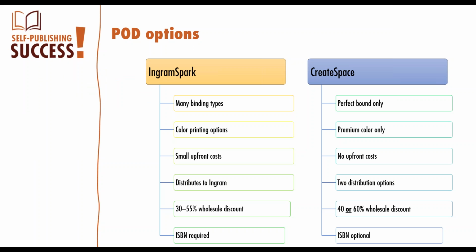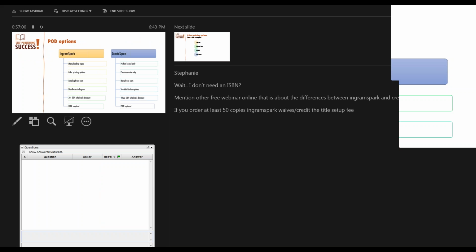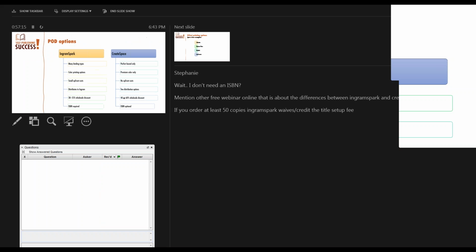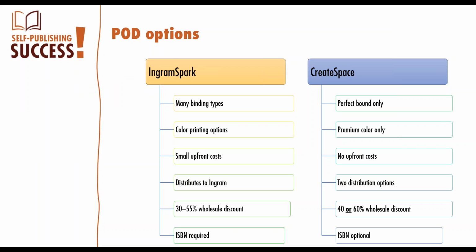So really quickly, Ingram Spark distributes to the Ingram Book Company. CreateSpace offers a couple of different distribution options. Wholesale discount, we're going to spend some time talking about that as well, but they do have different options for how that works. Ingram Spark, of course, requires that you have your own ISBN. CreateSpace has a budget option where they will assign your title one of their ISBNs. Technically, that makes them the publisher of the book, and it will say published by CreateSpace on Amazon.